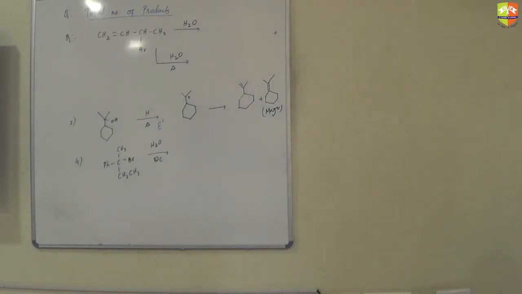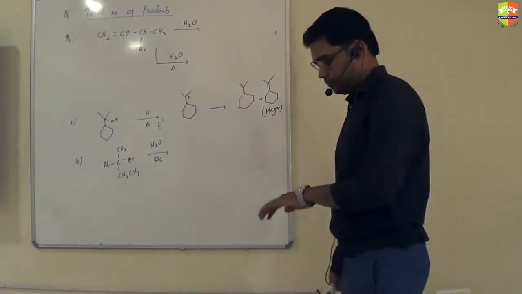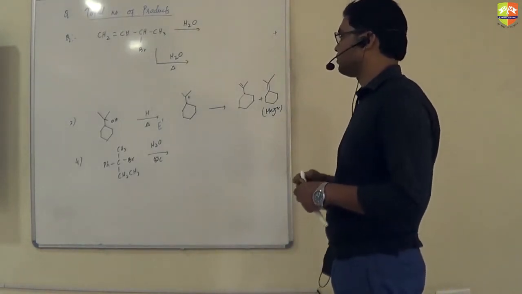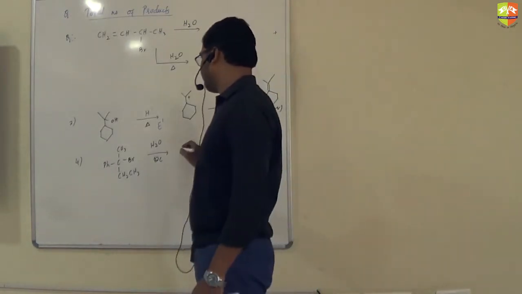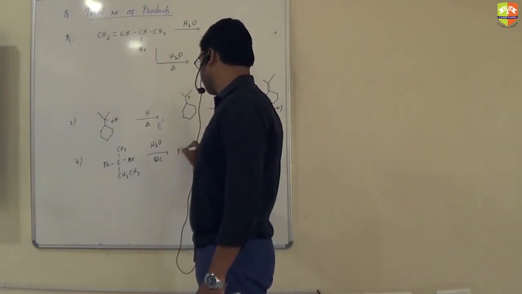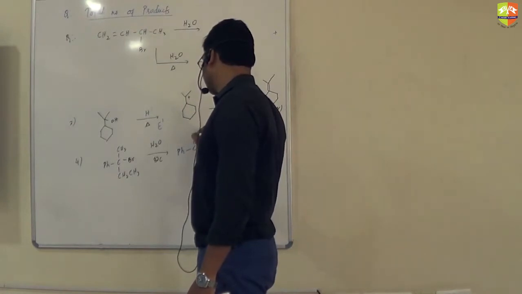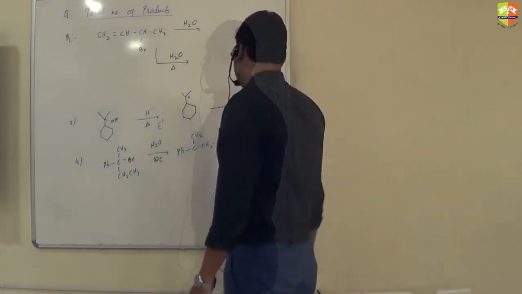One is this trans. Which one? The last one. Which is this trans? That's one. Fourth, it's C2H5. Sir, three products. One is this trans, the other is this trans. Same difference. Which one is stable?